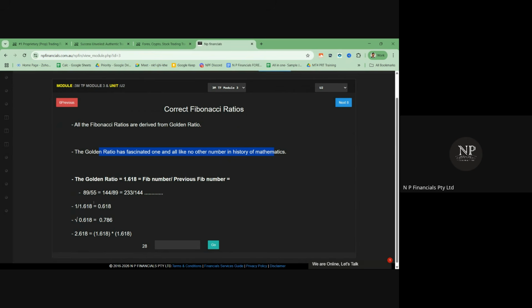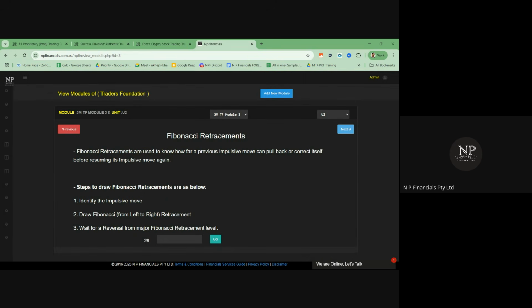So now we know the ratios. We'll try to use Fibonacci in trading. Fibonacci can be used in trading in two different ways: one is retracement and the other is expansion. First, we'll talk about retracement.